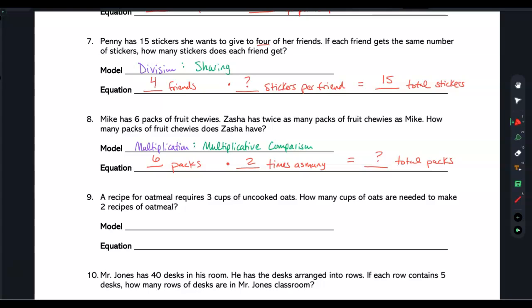So if you saw this with a division problem, it might just give you the total and then ask you for one of the missing parts here. So it might say, Zasha has twice as many packs of Fruit Chewies as Mike, and she has 12. How many did Mike have? And so then you're working backwards, right? Or Mike had 6 packs and Zasha has 12 packs. How many times as many does Zasha have, right? So that would be what it would look like if you saw that with division.